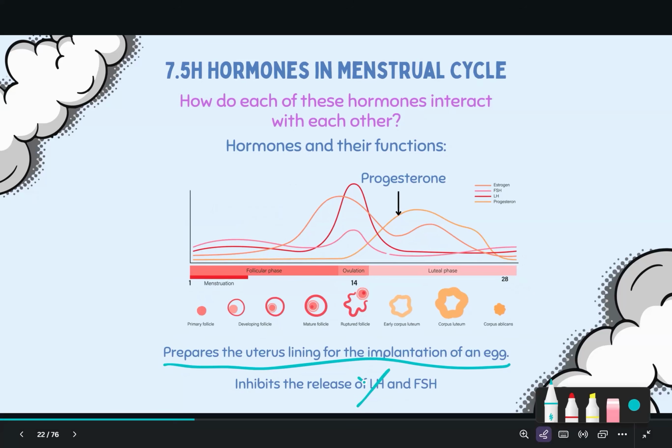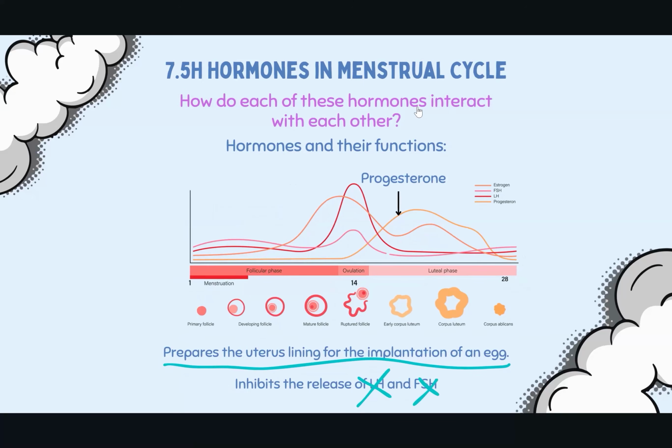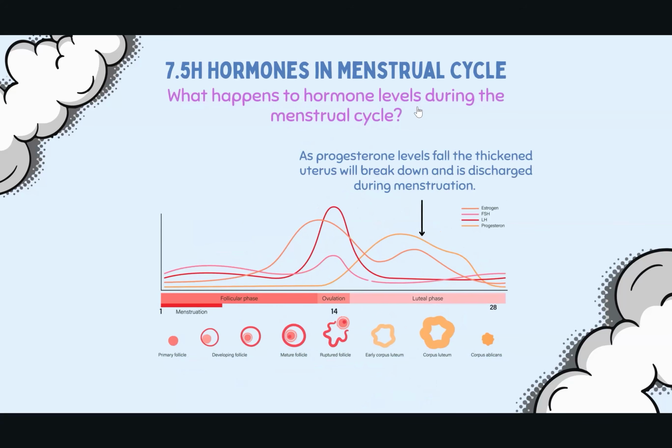And at the same time, it inhibits LH and FSH. It stops FSH from maturing another egg, and inhibits the release of LH. LH is the hormone that causes the eggs to be released. Now, as progesterone levels fall, the thickened uterus lining will break down and is discharged during menstruation. As the progesterone levels decrease, FSH and LH levels start increasing again. So the whole process restarts.